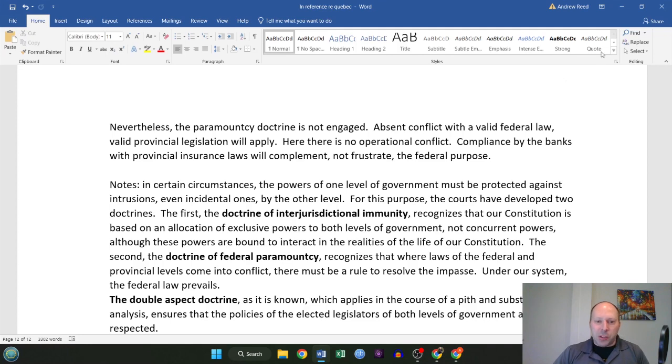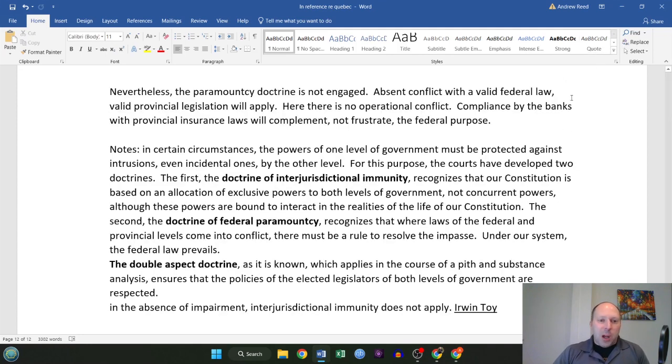Some notes I made here on some of these doctrines, just to make sure that I'm aware of what they are. In certain circumstances the powers of one level of government must be protected against intrusions, even incidental ones, by the other level. That's why they're enumerated in the Constitution, so that they would be generally separate, although there's arguments through the courts over the years on this. So, to make this happen, the courts have developed two doctrines. First, the doctrine of interjurisdictional immunity recognizes that the Constitution is based on allocation of exclusive powers to both levels of government, not concurrent powers, and although these powers are bound to interact in the realities of life, in our Constitution it's exclusive, not concurrent. That's interjurisdictional immunity. Keep them separate. Keep them in watertight compartments, to quote one clever judge that I read about.